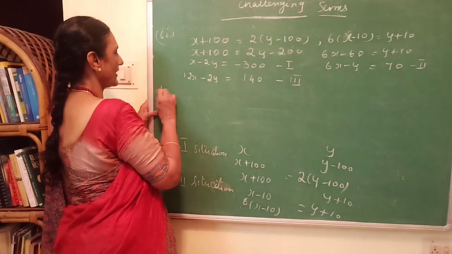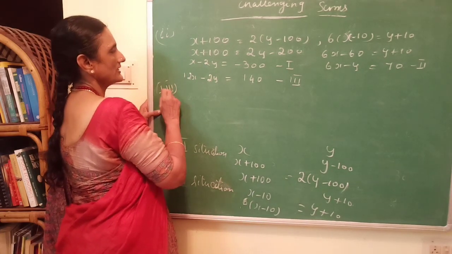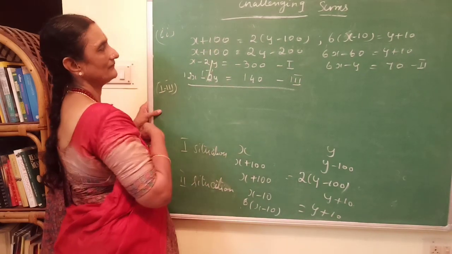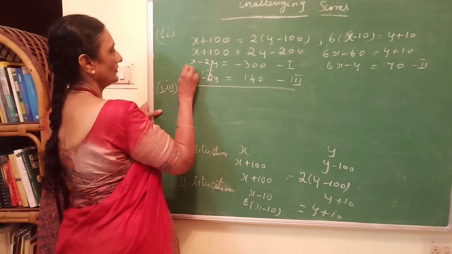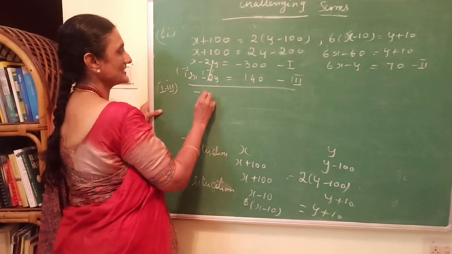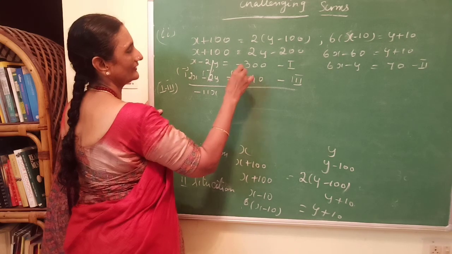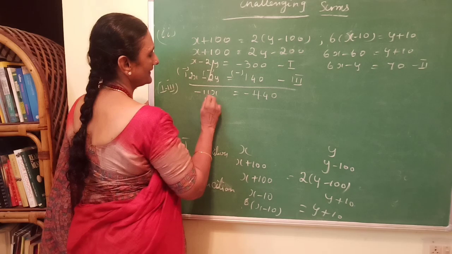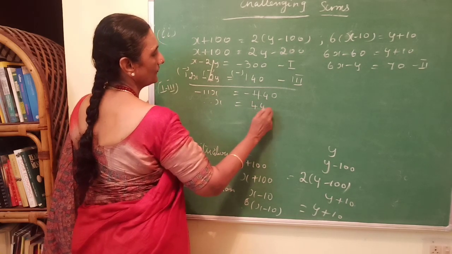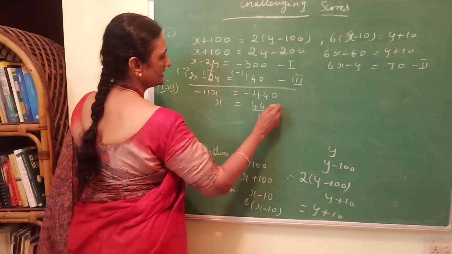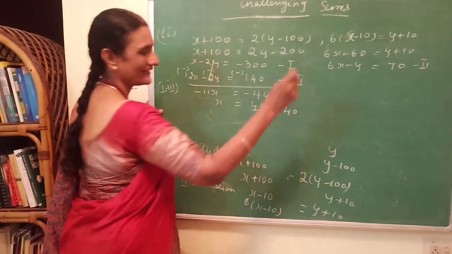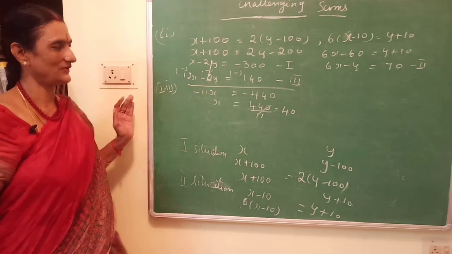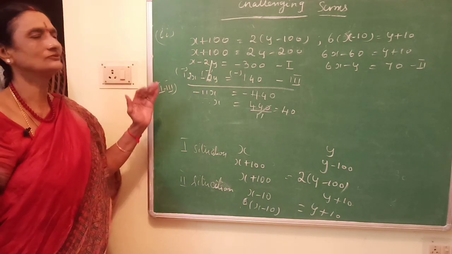How do we cancel? 1 minus 3. So if you do so, what do you get? This becomes cancelled. So you will get minus 11x, and then you are changing the sign, that becomes minus 440. Therefore x is equal to 440 by 11, which is equal to 40 rupees. Are you understanding?